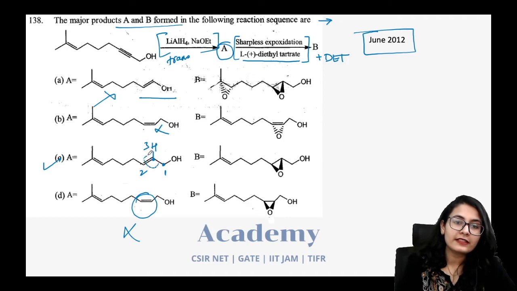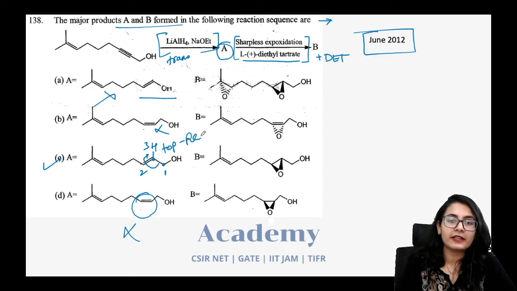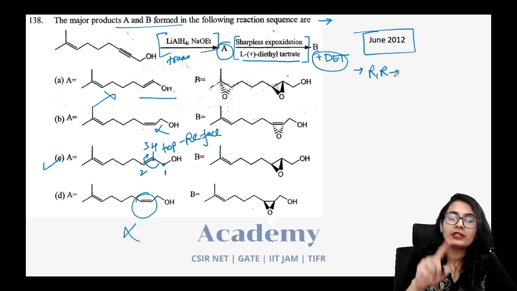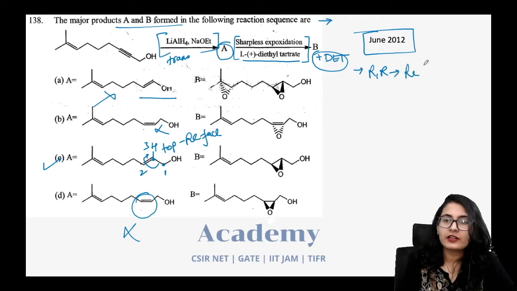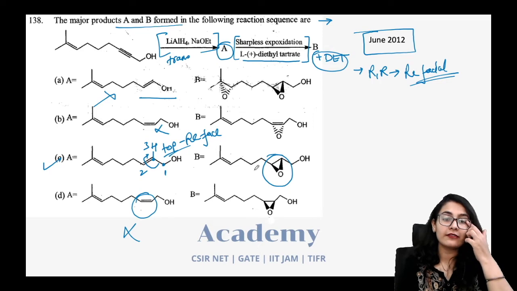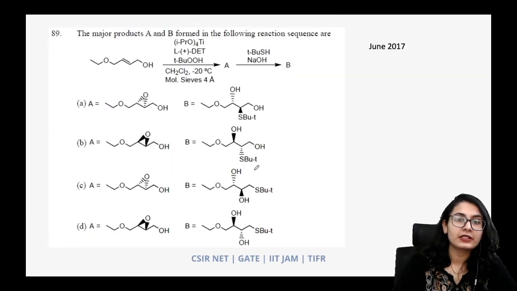So guys look at this. It is clockwise, which means we are looking from the top. So top is a re face. Now look at the reagent. Reagent is plus DET, which means R,R-DET, and that is going to give you re-facial epoxidation. So re-facial epoxidation will be from above, because above only we are having the re face, right? So this is another very simple previous year question on the Sharpless epoxidation.